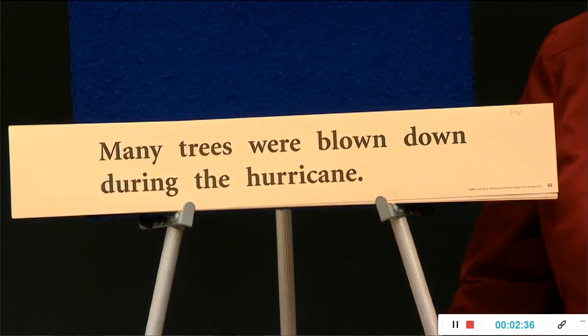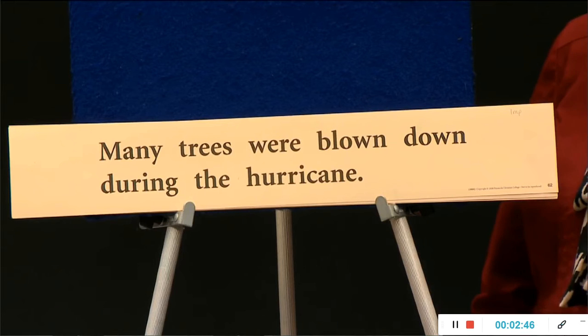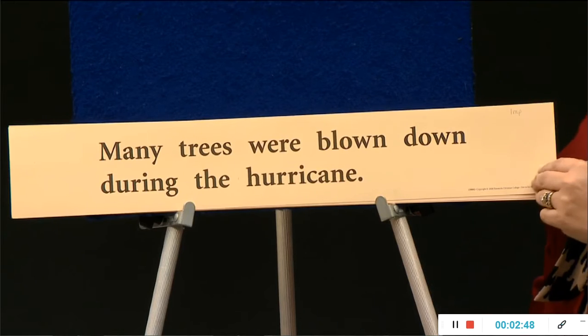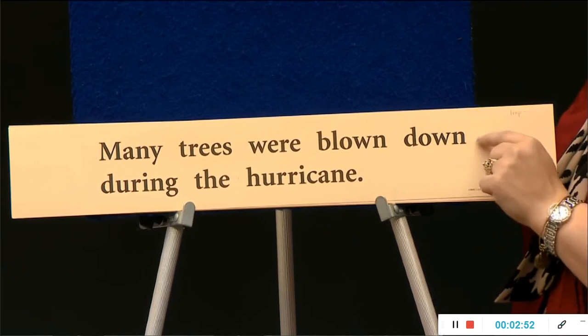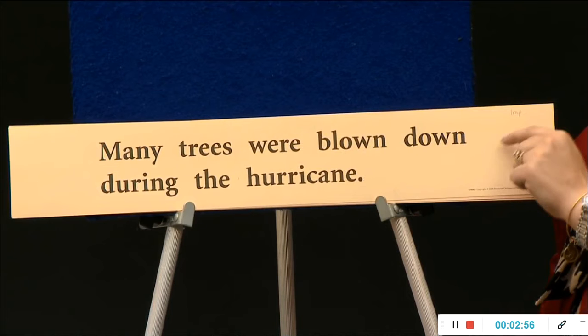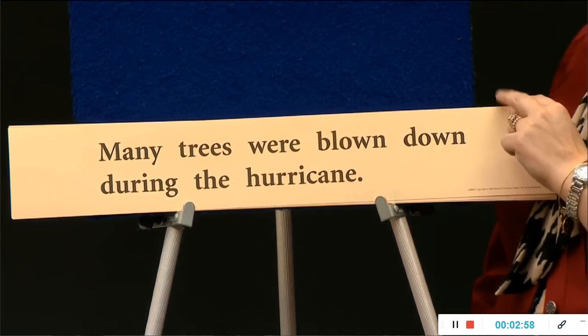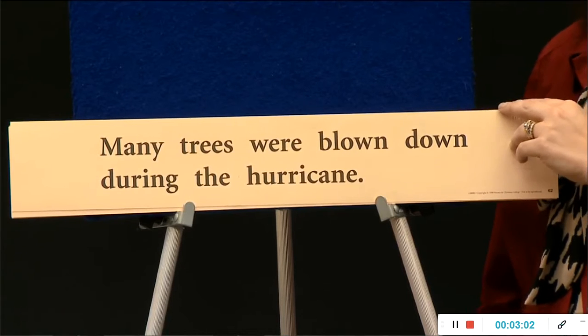Read this sentence to yourself. Find the verb first. Andres? Were blown. Oh, I'm glad you found that whole verb phrase. Ask who or what before the verb. Paige? Who or what were? Trees. No, let's read the whole verb phrase together. Who or what were blown is what we're looking for. Say what I just said. Who or what were blown?